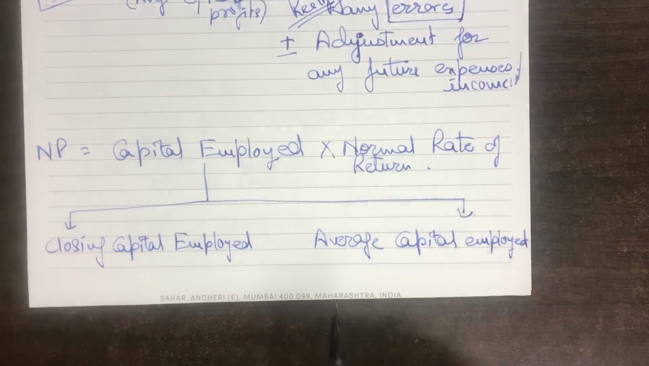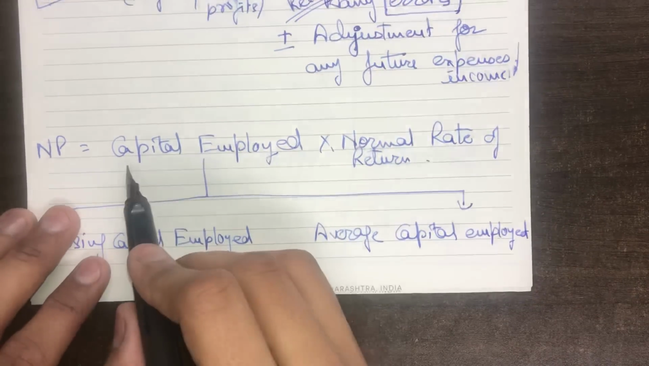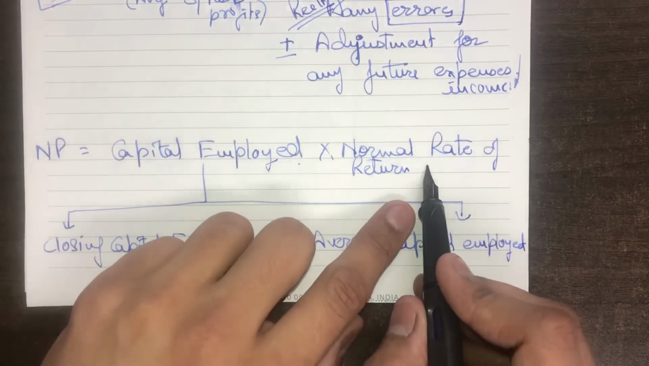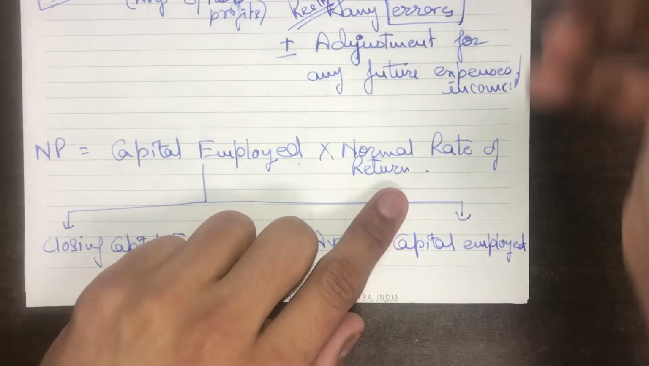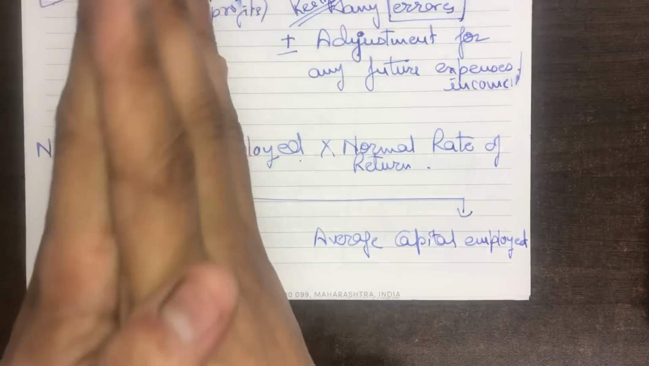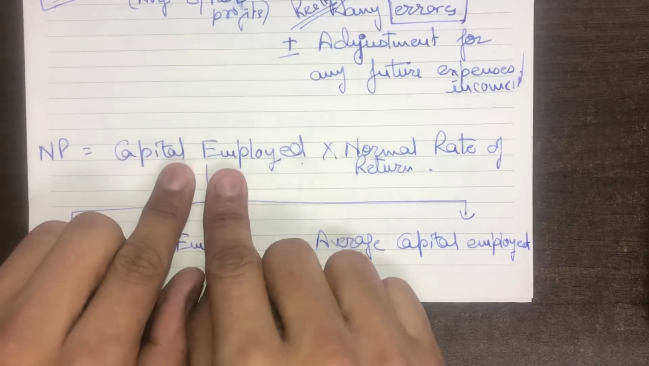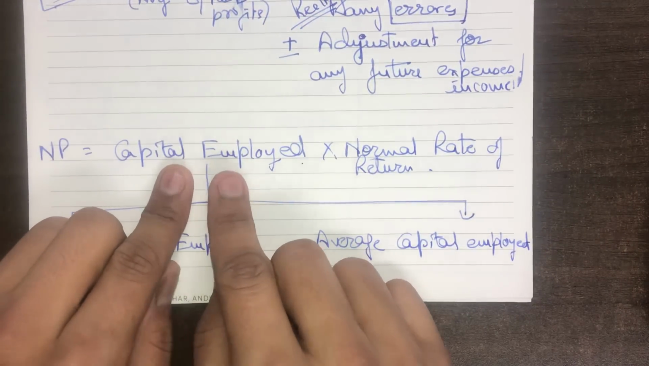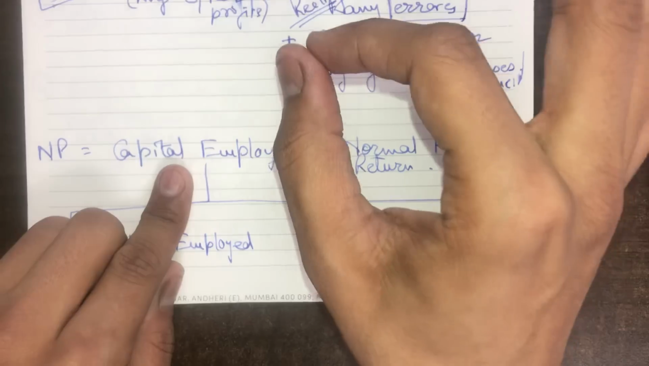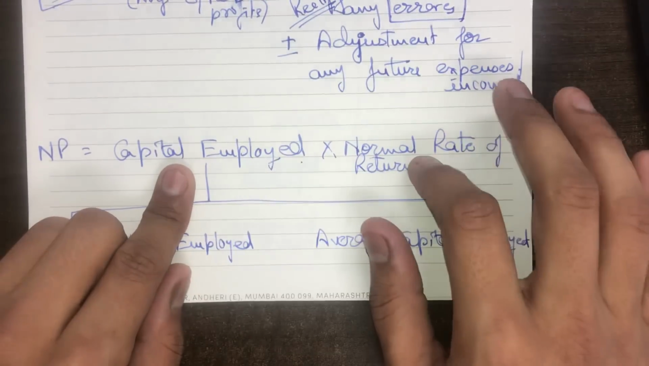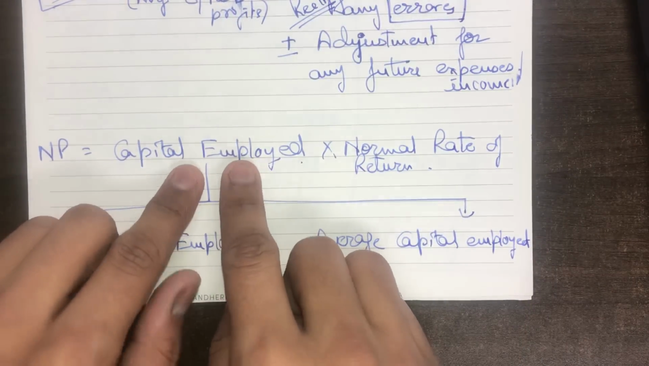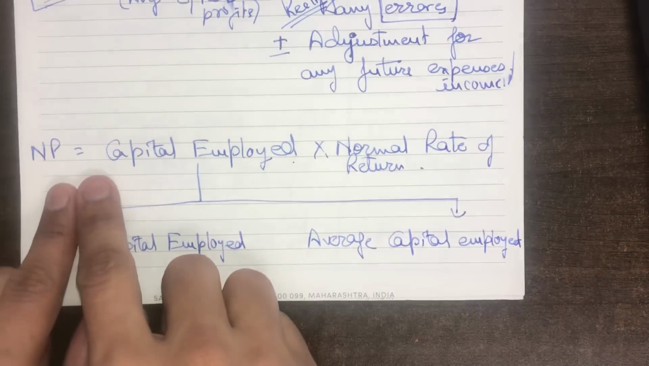Sir, what is normal profit? Normal profit is the capital employed which you have employed in your business, and the normal rate of return which any person in the industry would earn on this capital employed. So I'll give you an example. If you have a capital employed of 1 crore rupees, then a normal person of your industry will earn 10% of income. Now 1 crore, 10% is 10 lakhs of income. So 1 crore which you have employed, 10%, 10 lakhs of income.